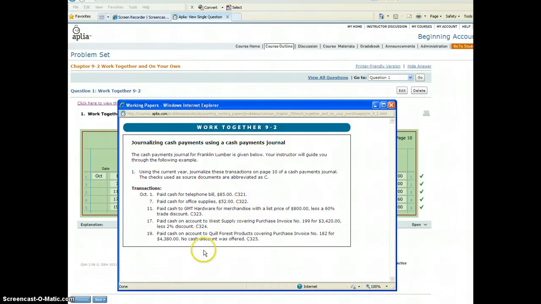Okay, our last transaction is that we paid cash on account. So if we see the words on account, we know that we need to be using our accounts payable column in our special journal. It says purchase invoice 182. That means we recorded it previously, but this is not our source document. Our source document is the check number that we're paying with, check 325. It says no cash discount was offered. So we know that we need to pay off our liability. So liability is going to be debited, and we're paying cash. Cash is an asset and it's going to be decreased because we're paying out money.